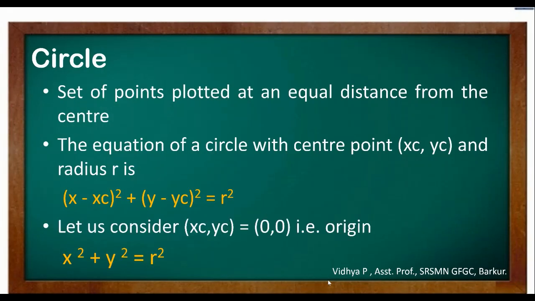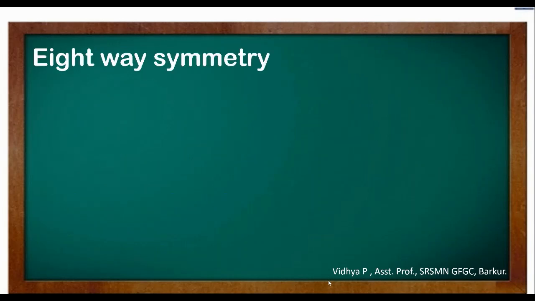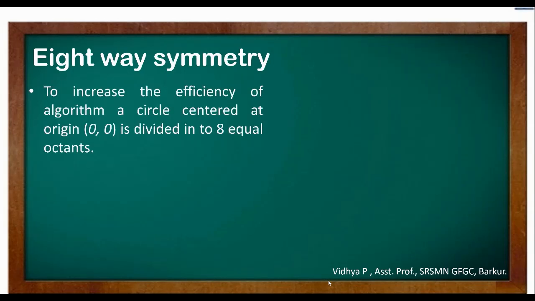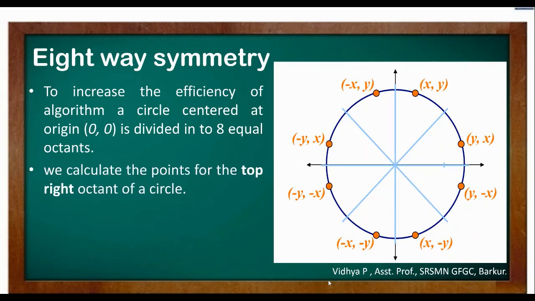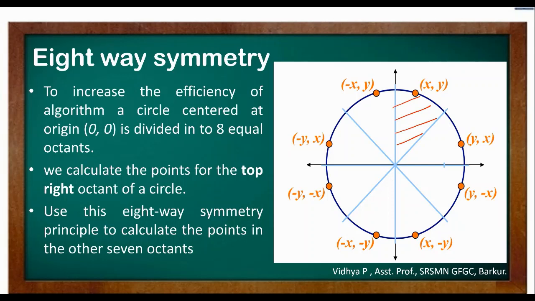If you take the center xc, yc as 0, 0, that is the origin, then the equation will become x square plus y square is equal to r square. Now, we use an 8-way symmetry method to make our algorithm work efficiently. That is, we divide our circle into 8 equal octants and we calculate the points on the top right octant, and the remaining 7 octants will be calculated by using the symmetry principle.